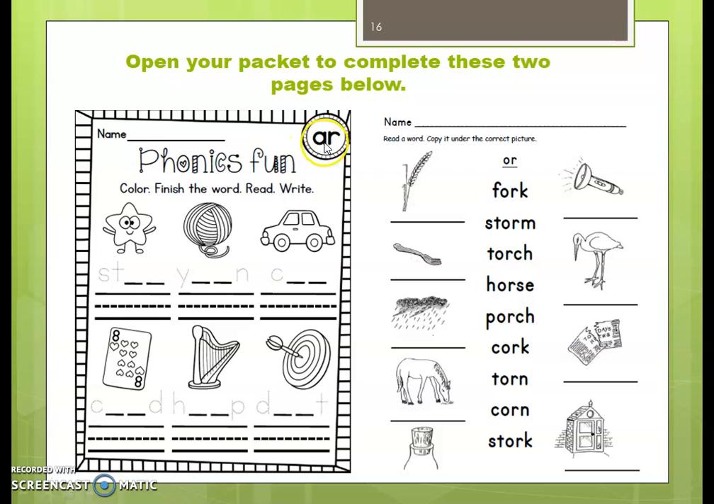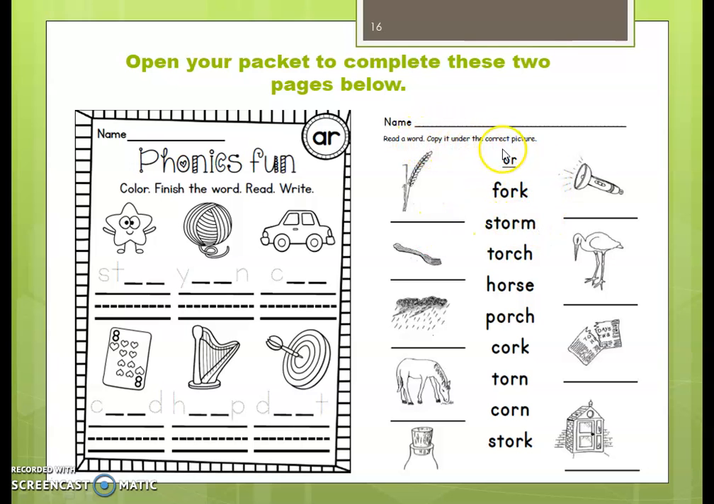On this page, you're going to work on that AR sound. You're going to trace the letters and write the AR, st-AR. Make the word star, then write it on the line. Put your AR here, trace it, and then write it on the line to make yarn. Same with the rest of them.